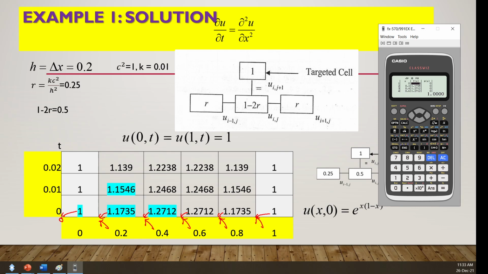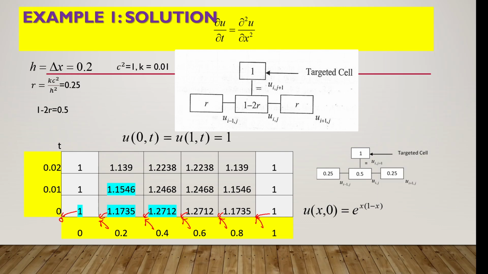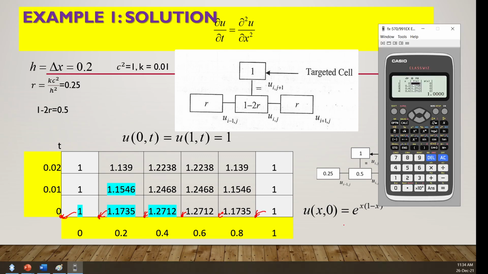I will put the representation of t0, x0 in the center of the cell. Look at this point: 1.1735 is actually here, at this node. When t0, x0.2 refers to this location. You have to put the arrow, but to simplify we just put it at the center of the cell. Then you can tabulate the initial condition that happens when t is 0 using the table menu.